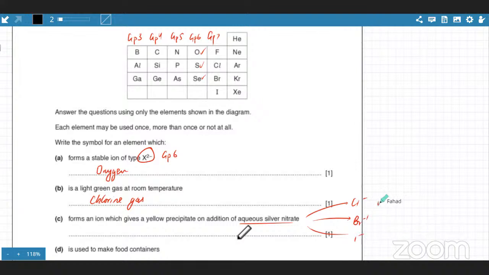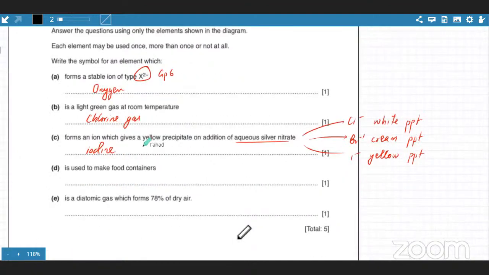The first one gives a white precipitate with silver nitrate. The second one gives a cream precipitate, and I minus gives a yellow precipitate, and that's what we are looking for. It forms an ion which gives a yellow precipitate on addition of silver nitrate. So that's iodine. And if you have a look, that is definitely given in the table above.